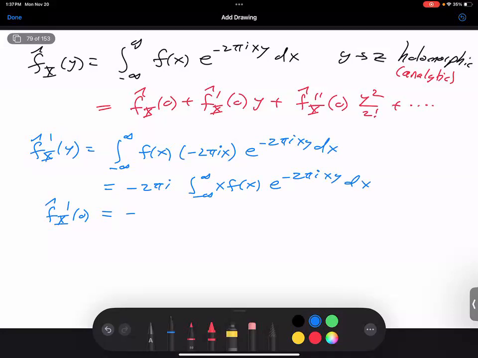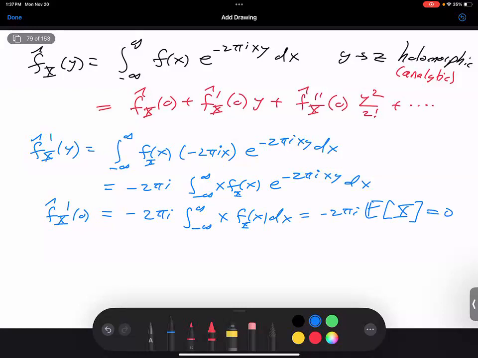All right, so what should this be at 0? It's just negative 2 pi i times the integral from minus infinity to infinity of x f of x dx. And I've dropped my subscript x. I'll put that in the function. What is that integral equal to? 0. It's the expected value of x, which is 0.